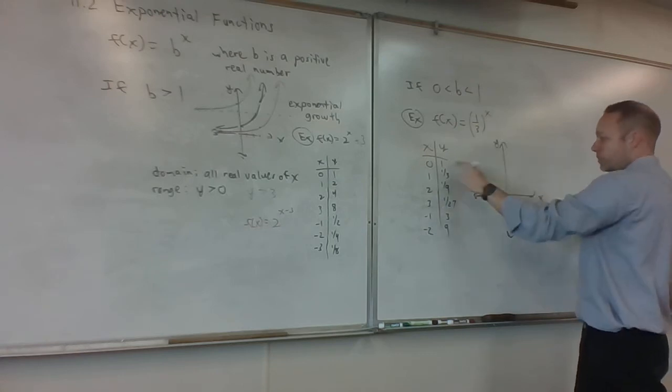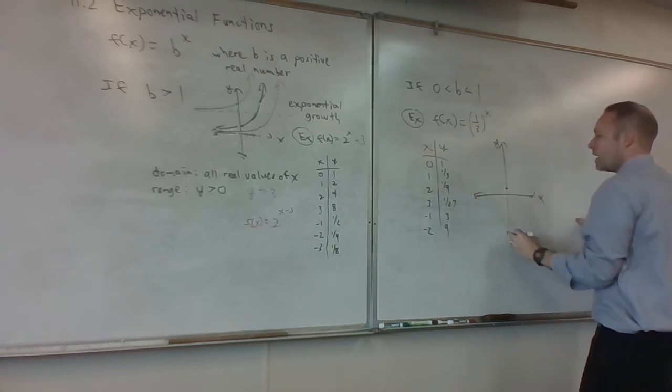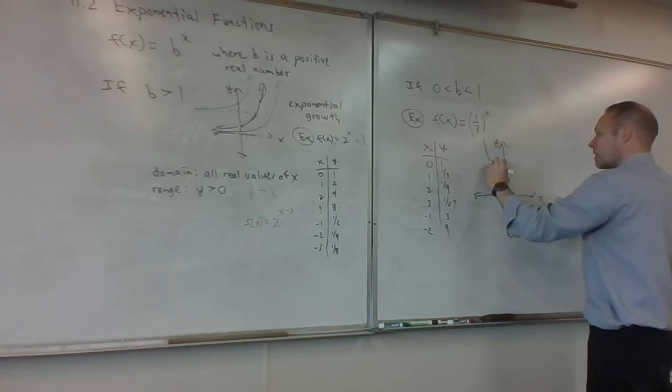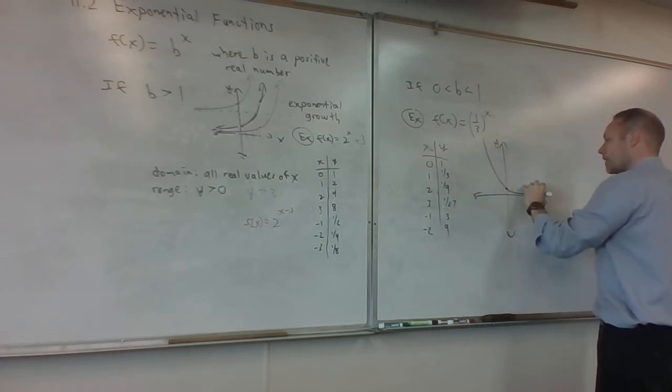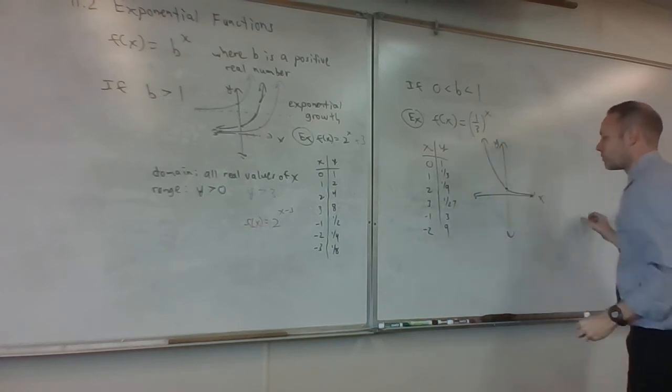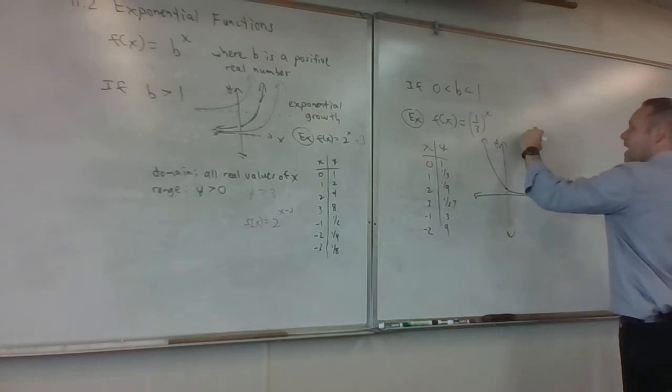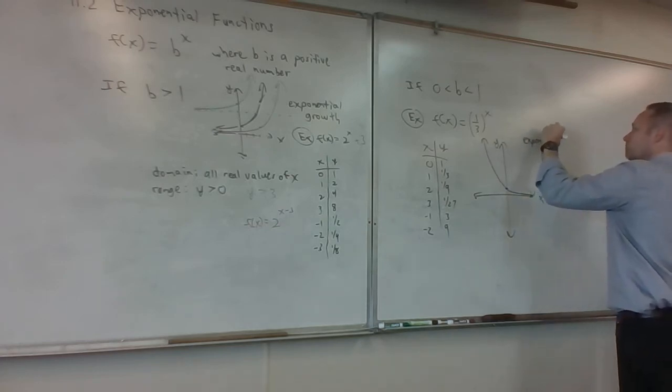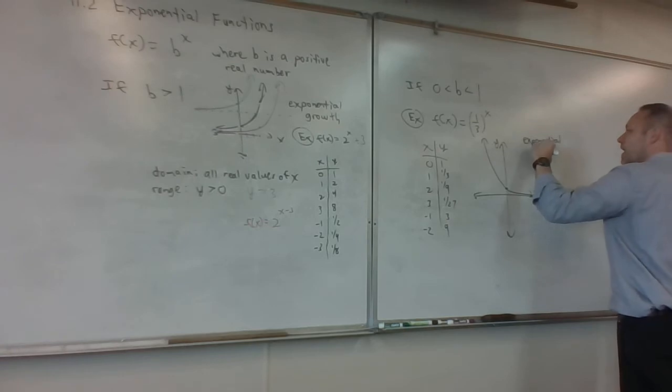If x is 0, we're still crossing there at 1, but now we start big and we level off, closer and closer to that horizontal asymptote. So this would be exponential decay.